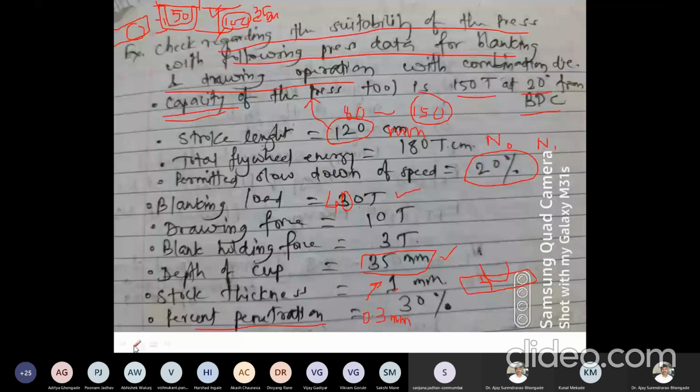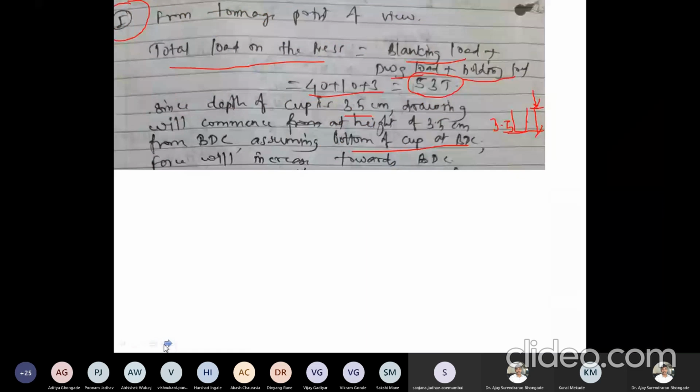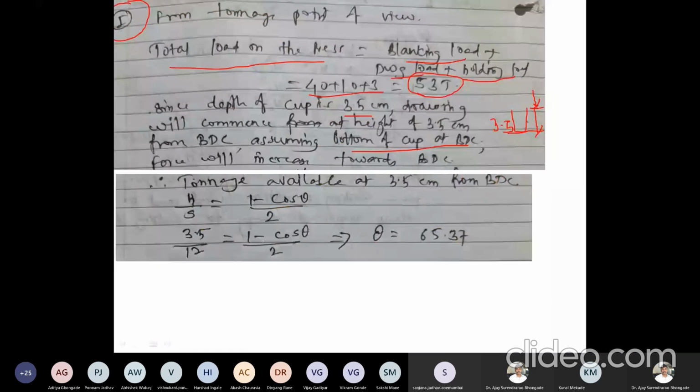So stroke is in mm. So 3.5 divided by 12, 1 minus cos theta, by theta. This will give theta is equal to 65.37. What does it mean? That crank will be at this position, at this angle.